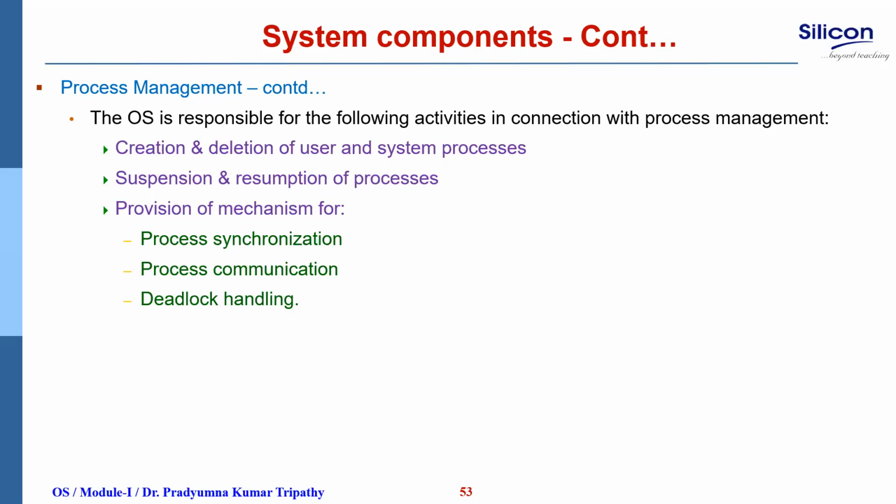Okay. So in process management, we can create a process, delete a process, suspend and resume a process, and it also has provision for process synchronization, process communication, and deadlock handling. What are these things? First is process synchronization. This comes under process management. We have a chapter dedicated to process synchronization itself. Very important chapter.